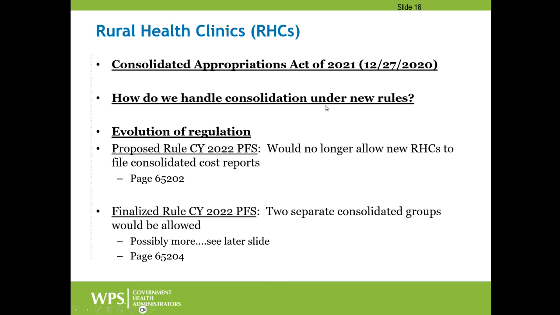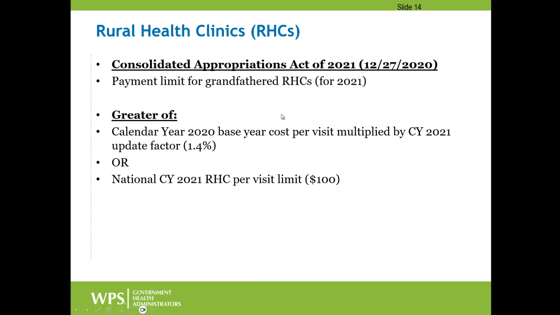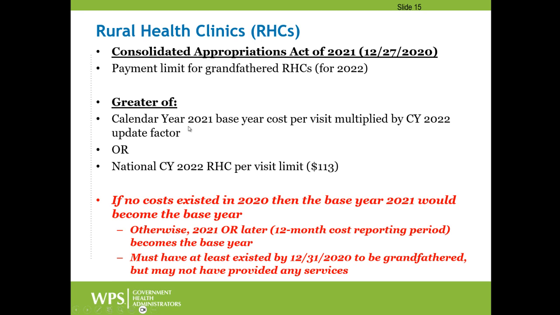Now we're merging the two discussions. We've already alluded to the consolidation, the fact that you could have two consolidated groups now. I guess technically, potentially, three. What I mean by that is, let's say you had a group of really old RHCs that certainly had 2020 as the base year. That's fine. But then let's say you had some of them that didn't have 2020, but they had some costs in 2021. That's another group.